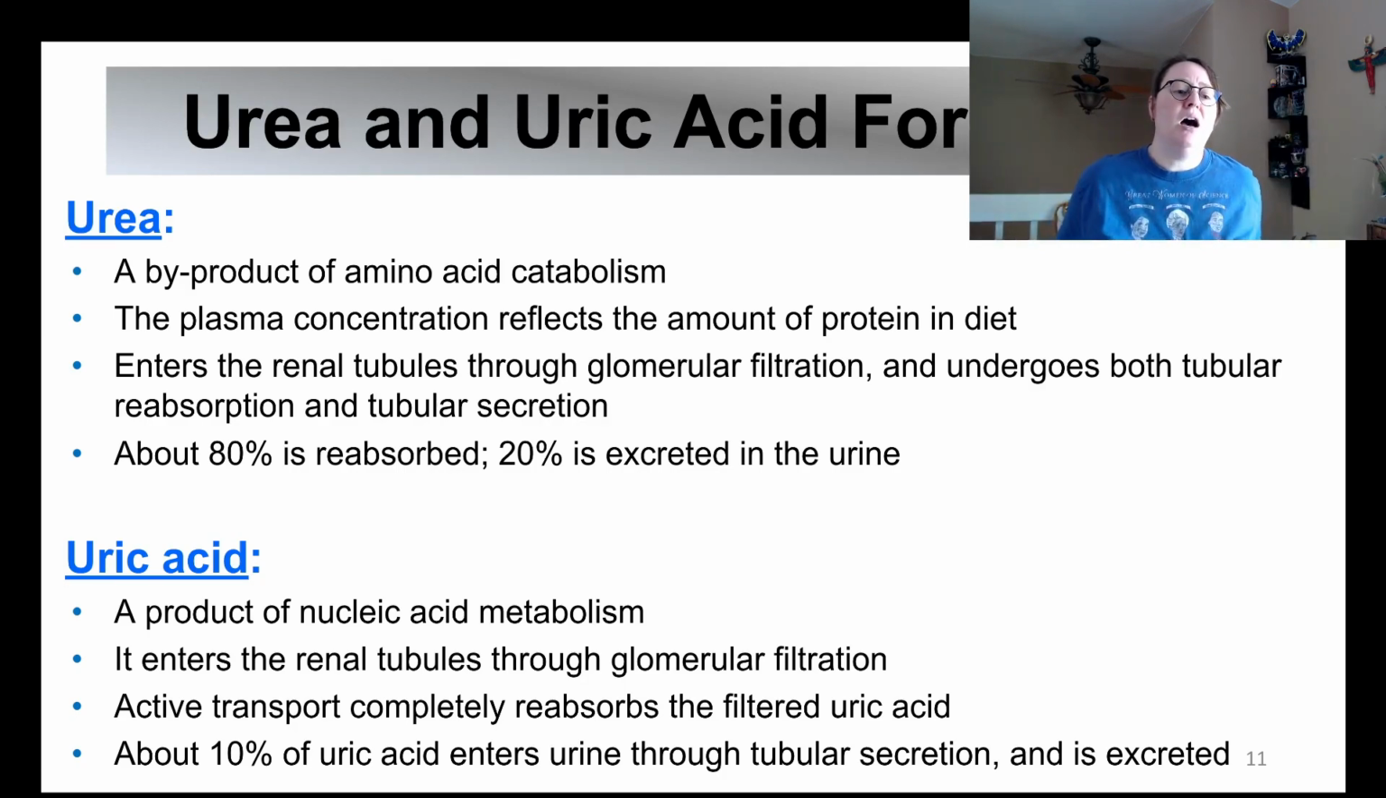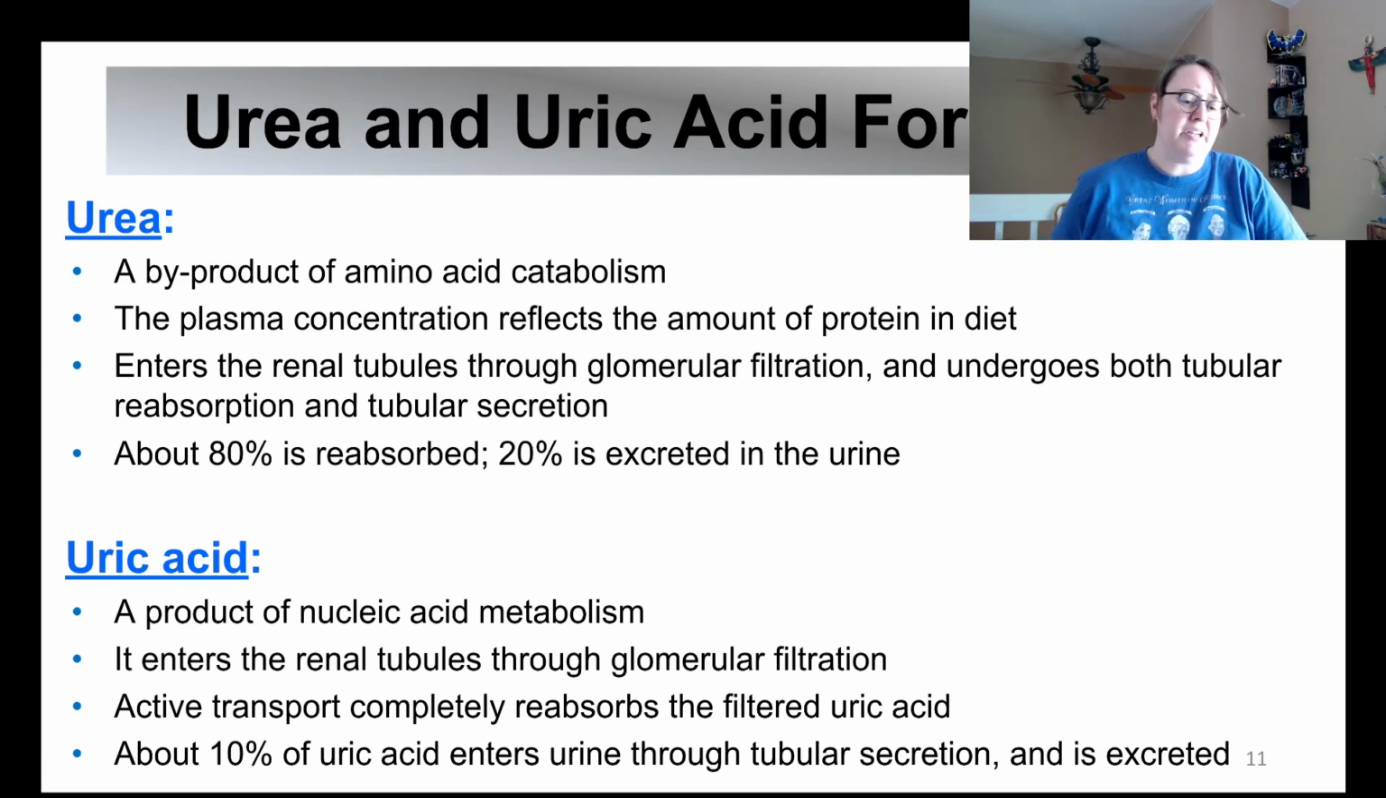All right, so getting back to urea. It enters the renal tubules through glomerular filtration, and undergoes both tubular reabsorption and tubular secretion. About 80% is reabsorbed and about 20% is excreted in the urine. We do need that back, and we use it for other things. So we need about 80% back and about 20% gets kicked out.